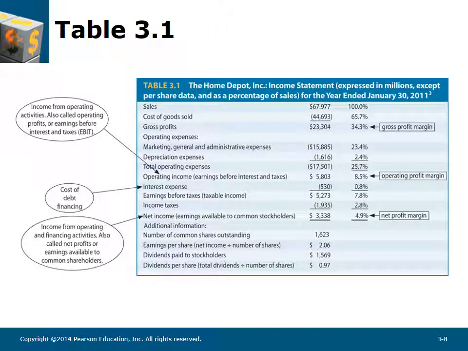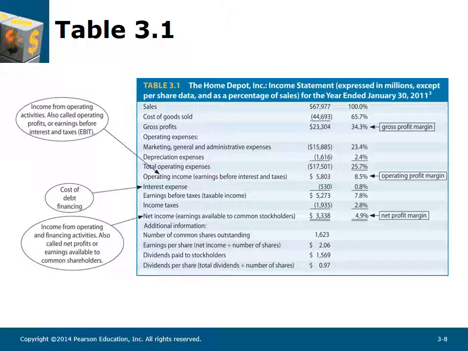So there is an actual income statement for Home Depot. As you can see, they have their sales. These are in millions. 67 million would be the number. Cost of goods sold will give us our gross profits. Now, what we can do is compute what we call a percentage gross profit margin. That's where we take our gross profits of the company, 23,304, and divide it by the sales, 67,977. So what that's saying is that 34% of our sales are left after paying for whatever we sold. Then we subtract those operating expenses.